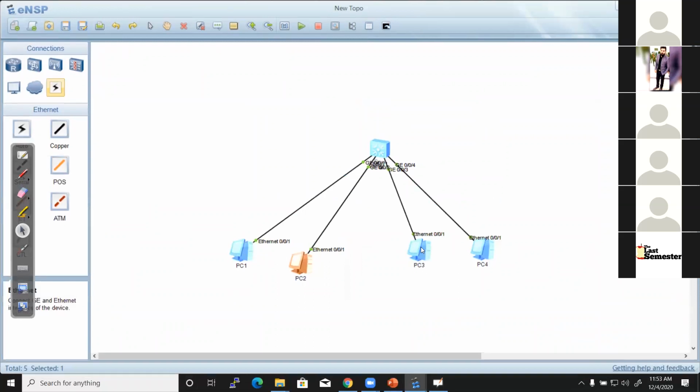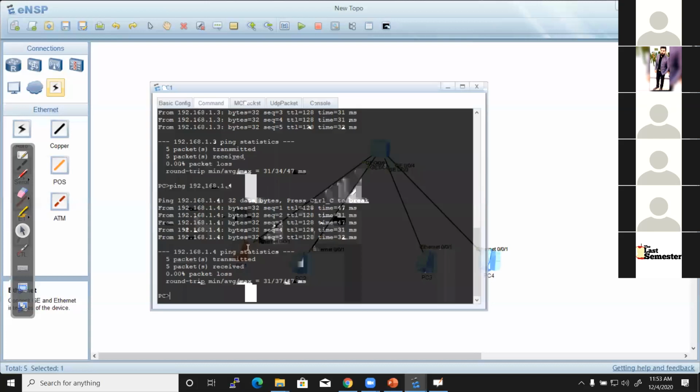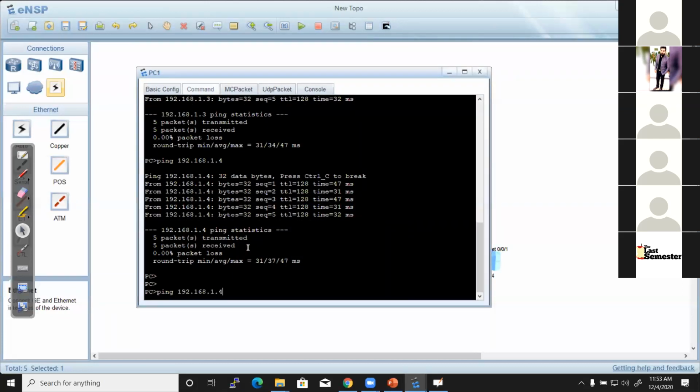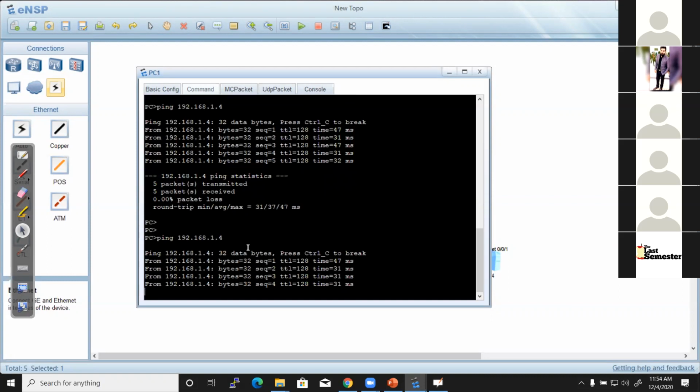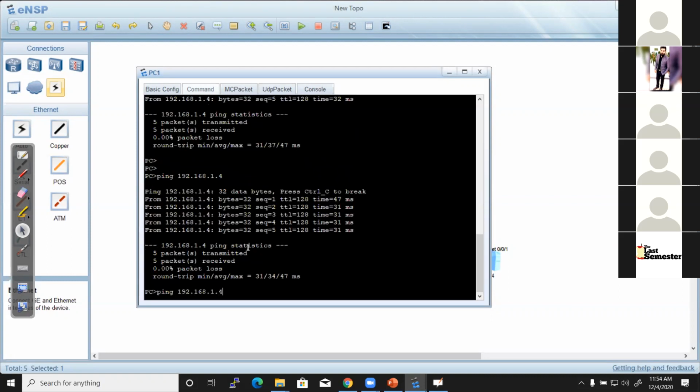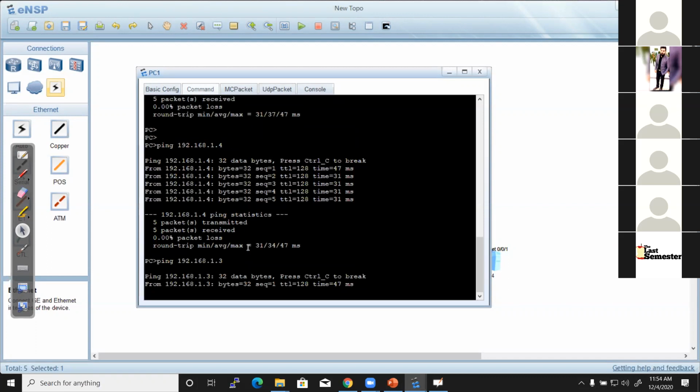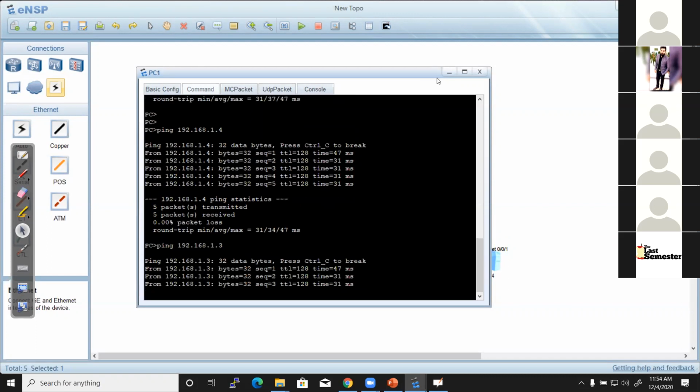let's do that. That is how we can isolate them. Till yet you can see PC1 can communicate with every device, with 1.4, with 1.3, and with 1.2 as well.